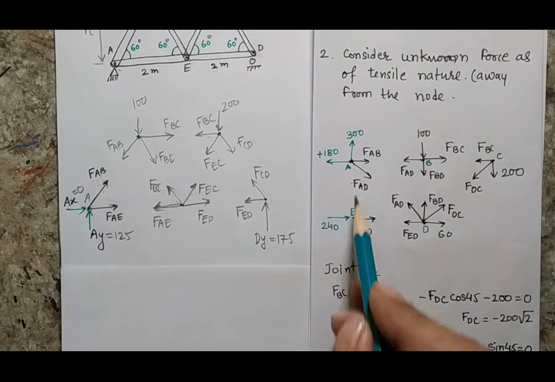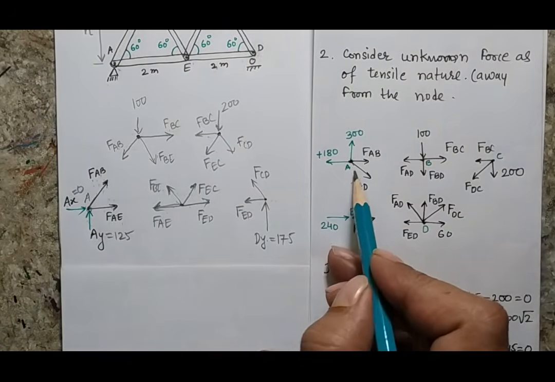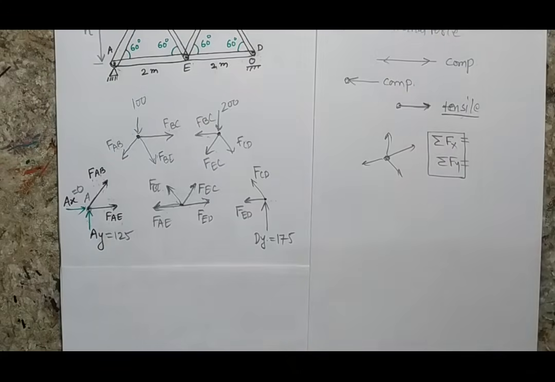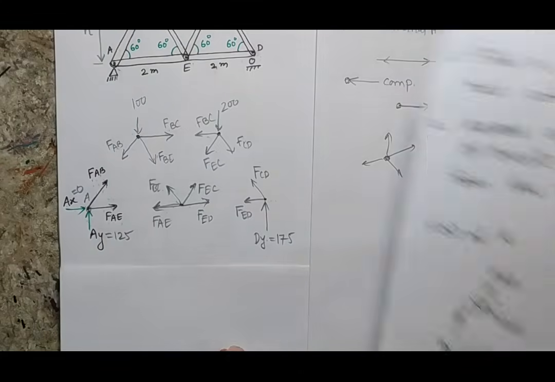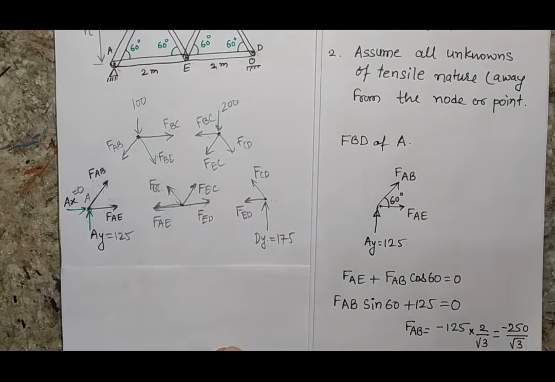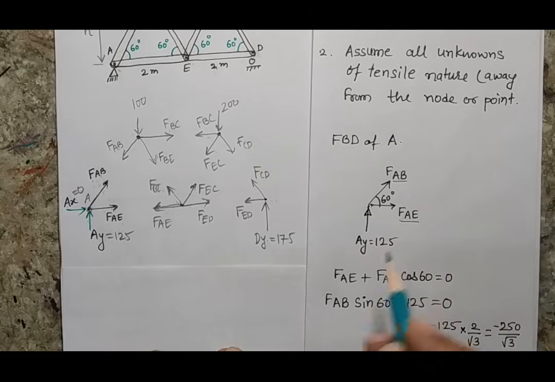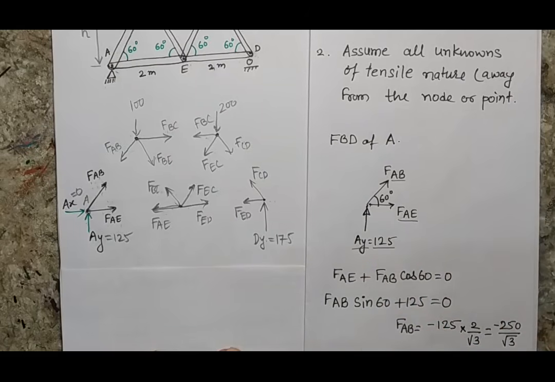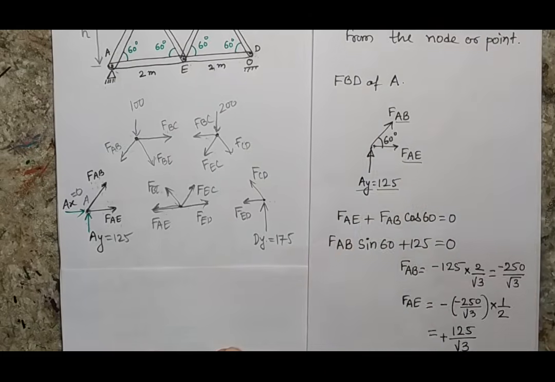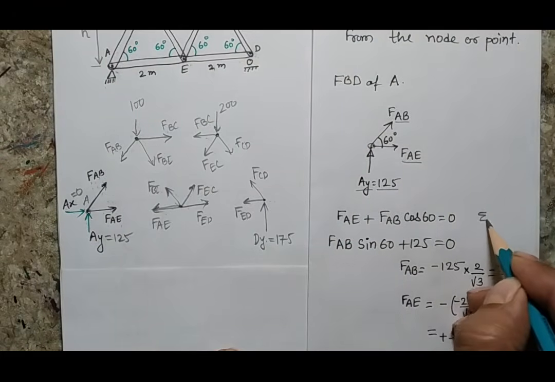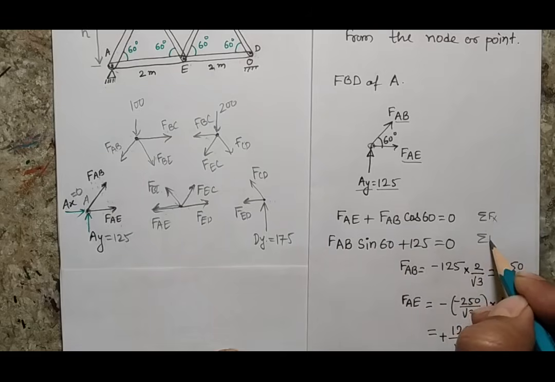This is the joint A. So this is my joint A, and I am having force AE and force AB, and joint AY, which is having a reaction 125. So now once I have the free body diagram of a point, the next job will be to write the equation for the horizontal forces balance as well as the vertical force balance.